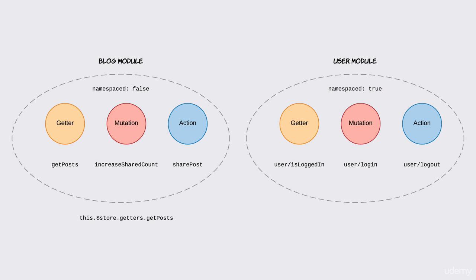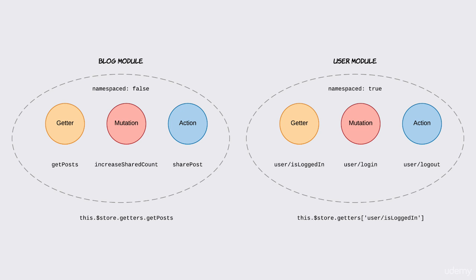Now suppose we have a user module, which has namespacing enabled, with the namespace being the same name of the module, although in lowercase. In that case, we would refer to the getters, mutations, and actions with a prefix of the namespace name, followed by a slash and then the name. So invoking a getter would involve accessing it with square brackets because of its name.